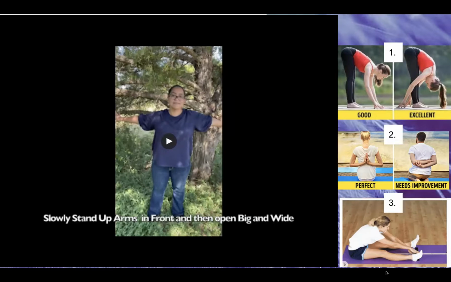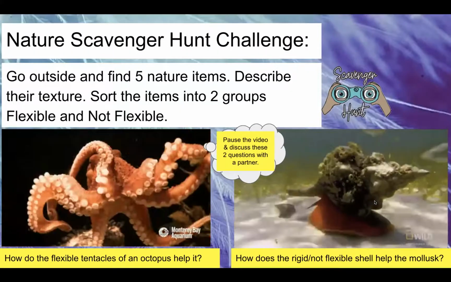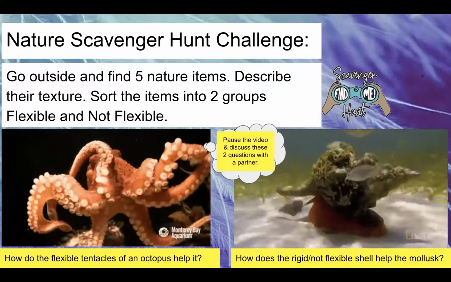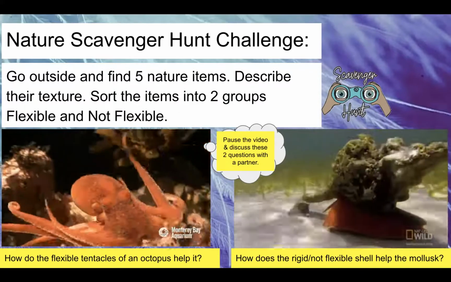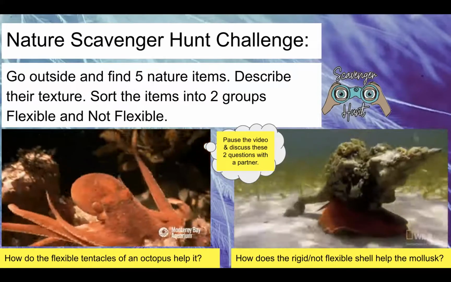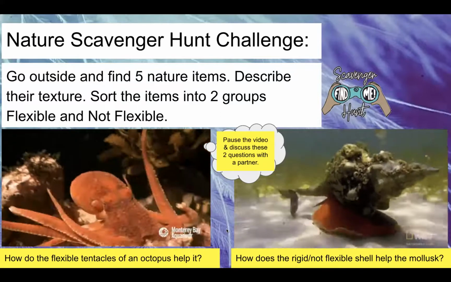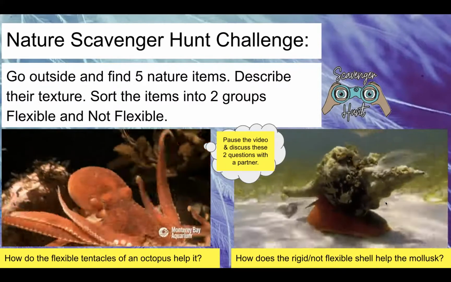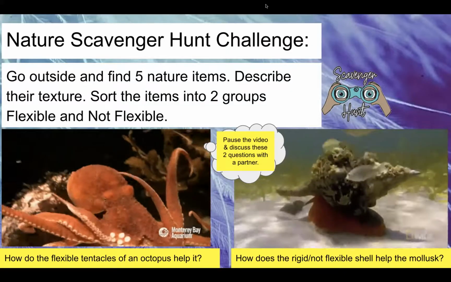So our next thing that we're going to do is I have a nature scavenger hunt for you guys. I would like for you guys to go outside and find 5 nature items, describe their texture. So how do they feel when you touch them? Sort those items into 2 groups, flexible and not flexible. And then here I just have some more thinking questions for you guys to think about how flexibility helps these 2 animals. We have the octopus, and then we have the not flexible shell of a mollusk. So I'm going to go ahead and stop my screen share.